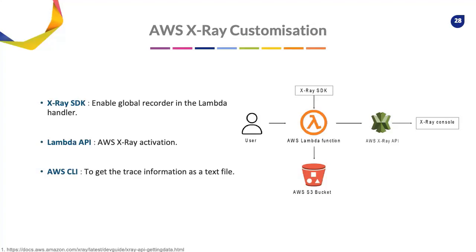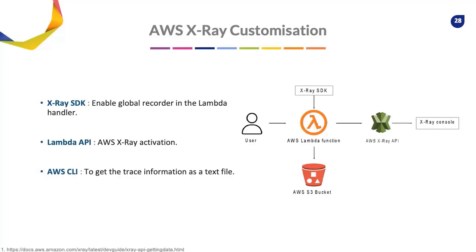In this step, users can further customize their own subsegments to record the performance of a particular section of the code. Then, Amazon X-Ray is activated during deployment with the Lambda API. After the monitoring is finished, users can use the Amazon CLI to get the trace information in a text file.